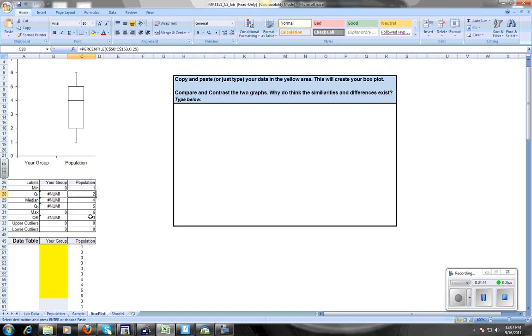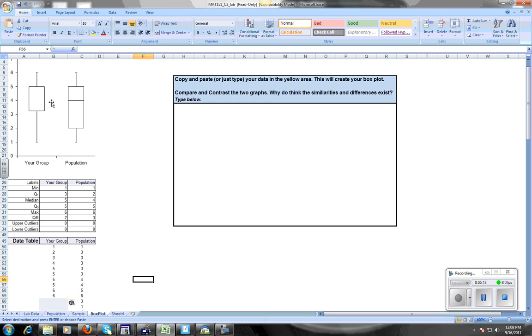5 minus 2, 3. You would use that to find any upper or lower outliers, and you can see this very complex situation in there. That would not be the formula that we would use, but it will pop up if there's any upper or lower outliers. There's none for the population. There may or may not be for your group. Go to the yellow, highlight it, paste that data in, and yours is going to pop up.